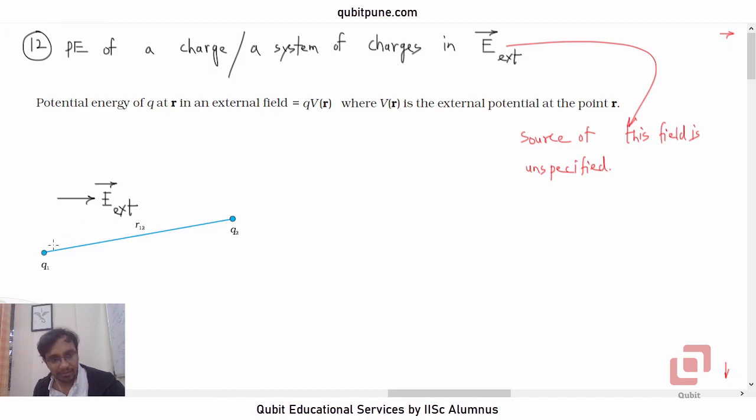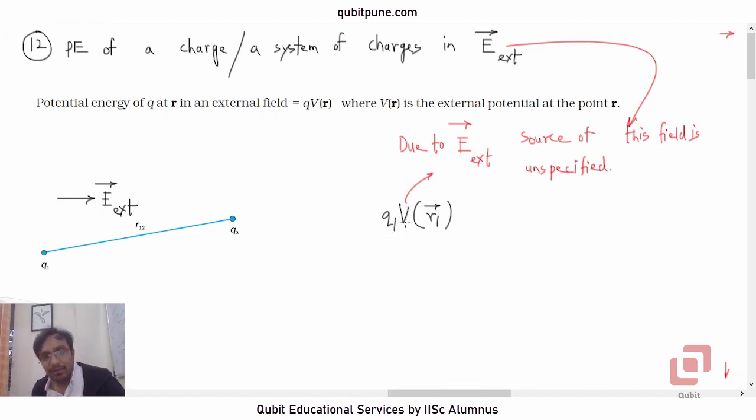We must consider the potential energy when this charge q1 interacts with the external electric field, so that is given by q1 into V of r1 bar. Now this V here is not due to other charges. This V is due to E external. Please note that. So q1 into V, well, agreed, that's the right formula.